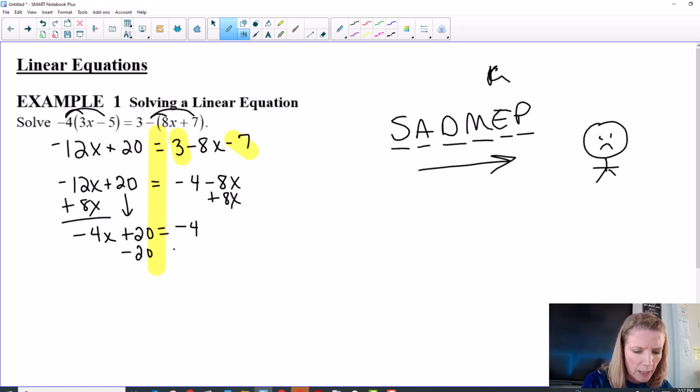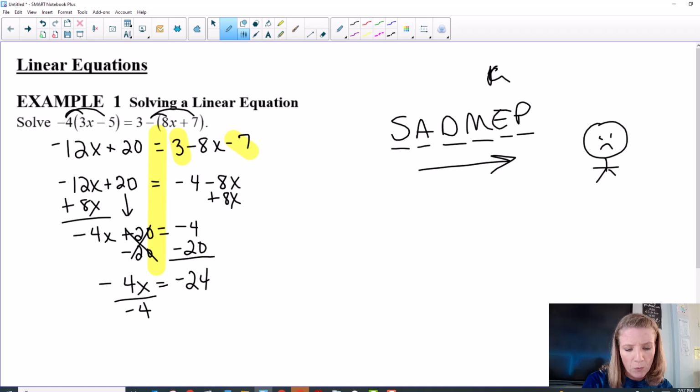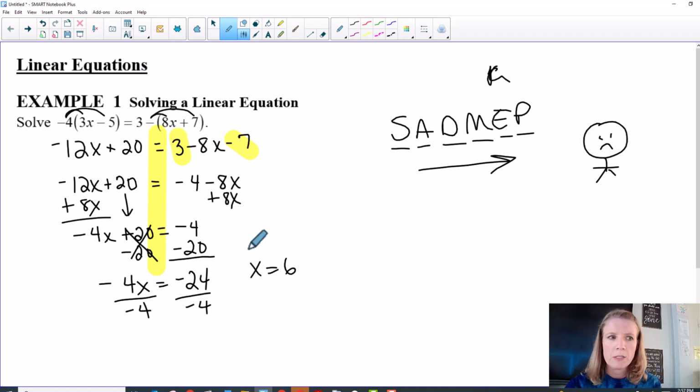I'm going to subtract 20 from both sides. So I have negative 4x, because this is gone, equals negative 24. I divide by negative 4. X is 6. And that one is done.